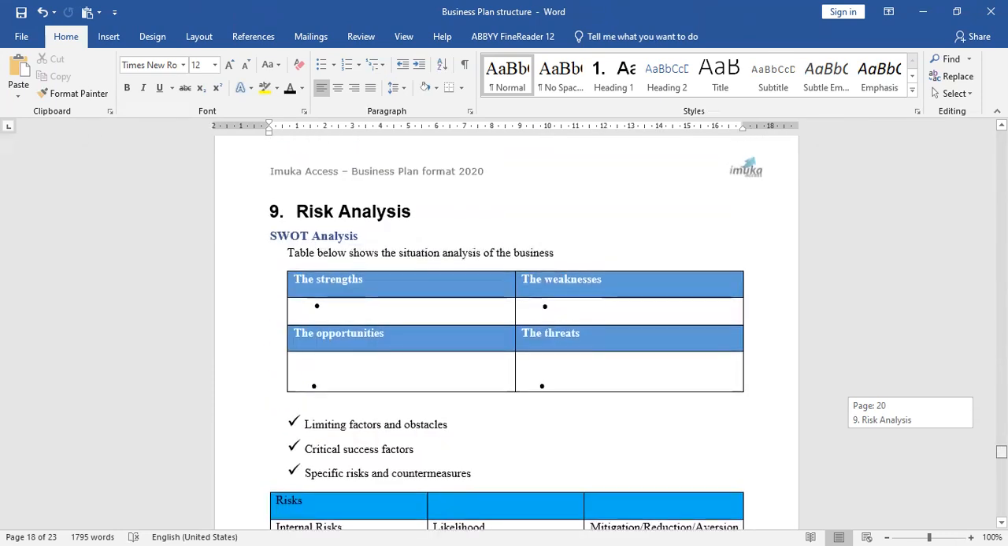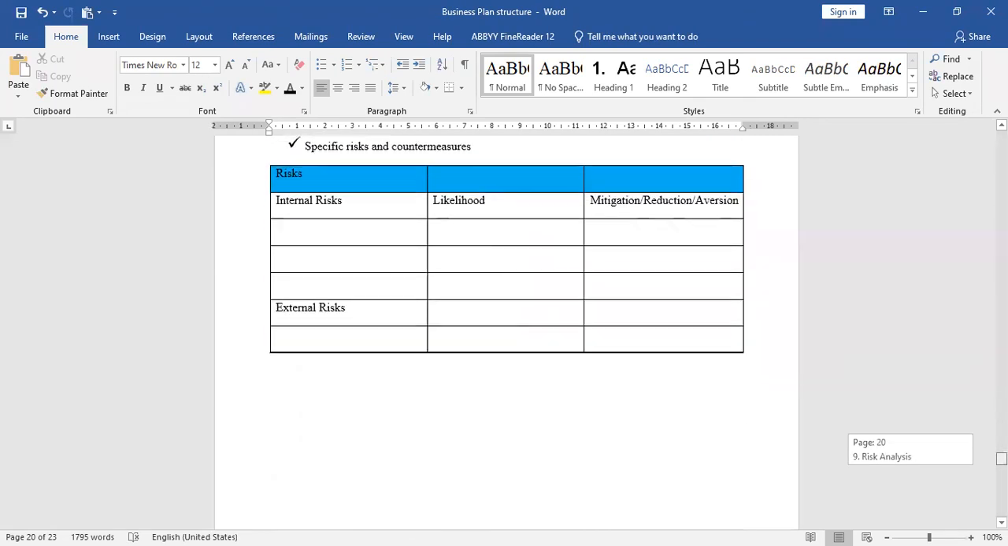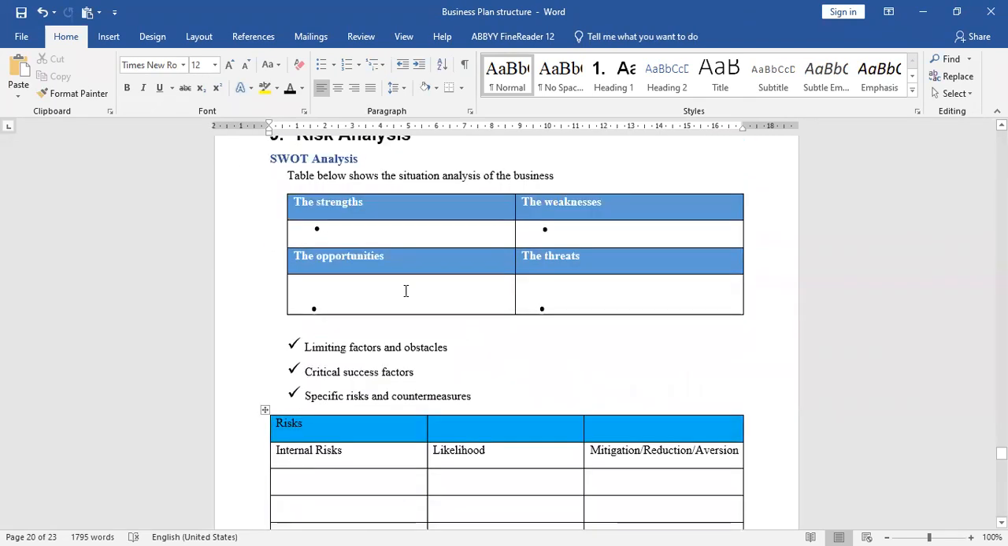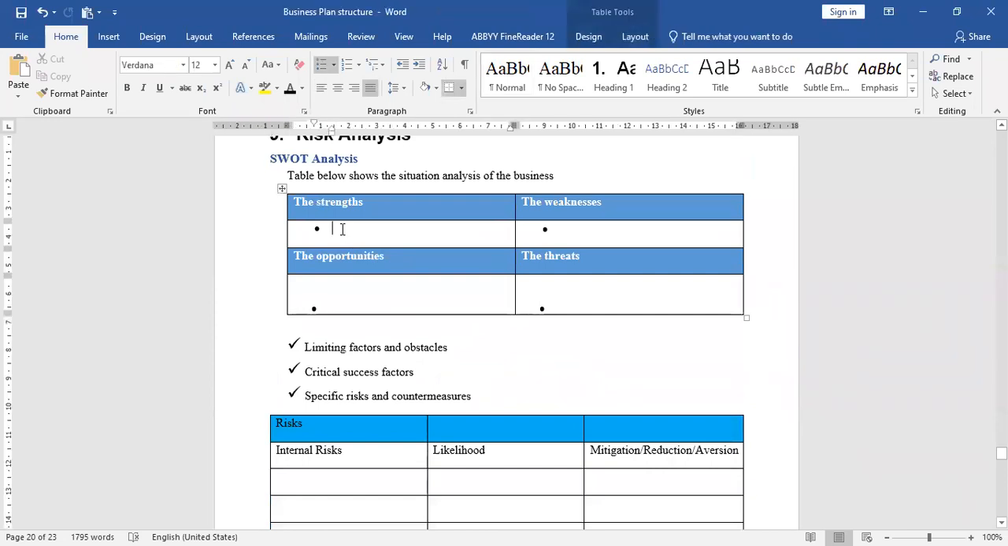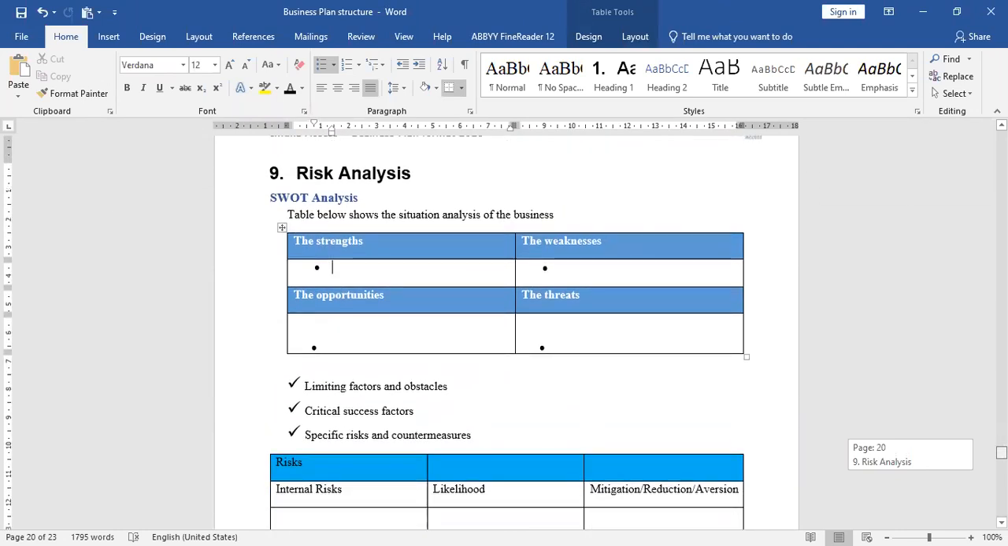But I'll give you that as an assignment because most of you have done SWOT analysis: strengths, weaknesses, opportunities, threats. Usually strengths and weaknesses are internal, opportunities and threats are external. I will just share an example of SWOT so that you can all remember and put that as an assignment. We shall do a recap of that before we do financials. Risk, SWOT analysis is one of the commonest tools used.